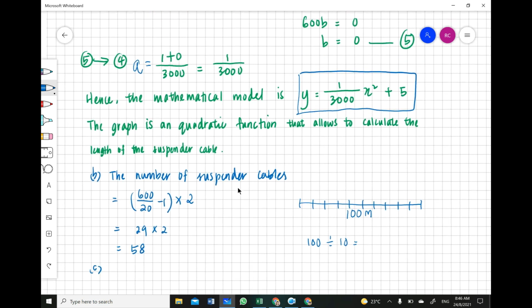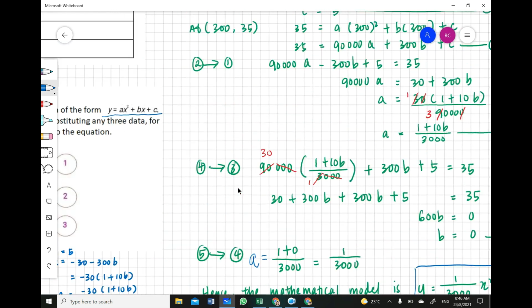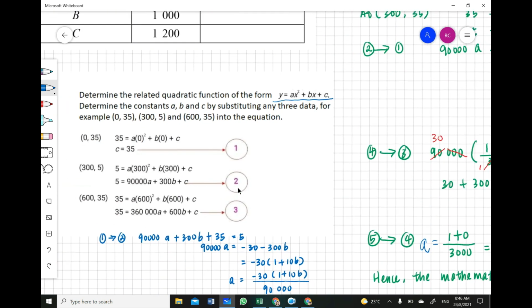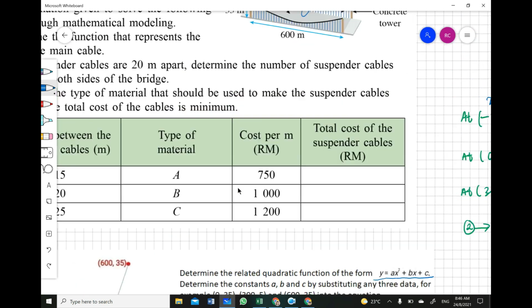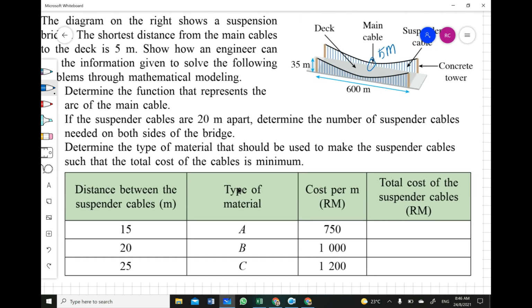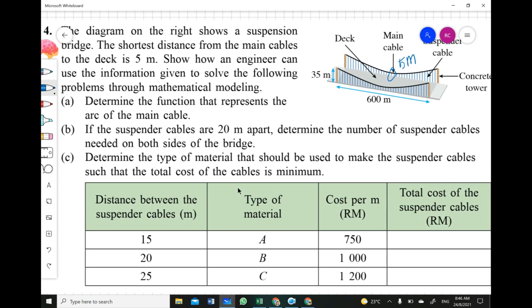Okay, regarding the second question, we go through the second question first. This one is the one that Shauki was asking the group just now. Okay, this is the question here. So first one, we already found out the function. It can be the first one or the second one, up to you how you want to solve it.